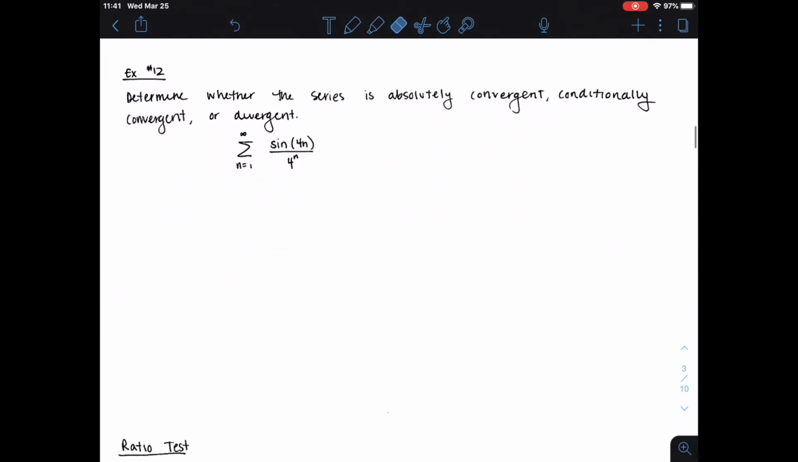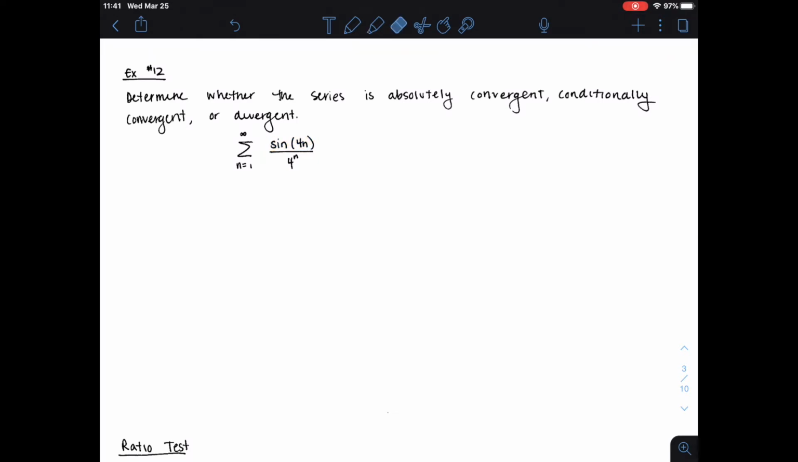We want to determine whether the series is absolutely convergent, conditionally convergent, or divergent. And our general term is going to be sine of 4n over 4 to the n. So we have a bit of a problem. You want to do this with absolute convergence. It might be natural to want to use a comparison test maybe, or a limit comparison, because this doesn't do a whole lot. So it looks like a geometric series.